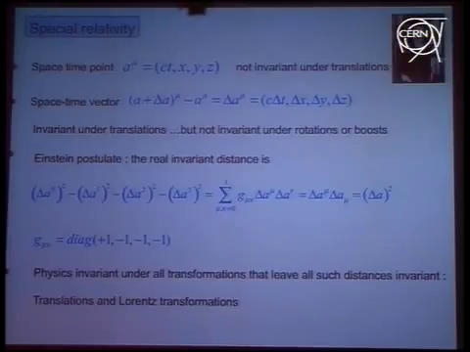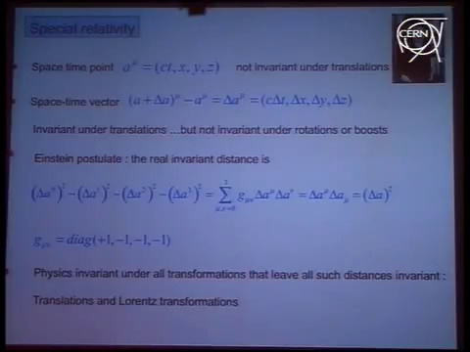Special relativity is something I'm sure you have looked at. A space-time point is labeled by x, y, z spatial indices, and time as the first component. It's not invariant under translations, obviously. X goes to x plus a doesn't leave x invariant. So you can try and take a difference between two of these so-called 4 vectors, and a plus delta a minus a is delta a, which would be invariant under all of x going to x plus a constant. But while that is invariant under translation, it is not invariant under rotations or boosts.